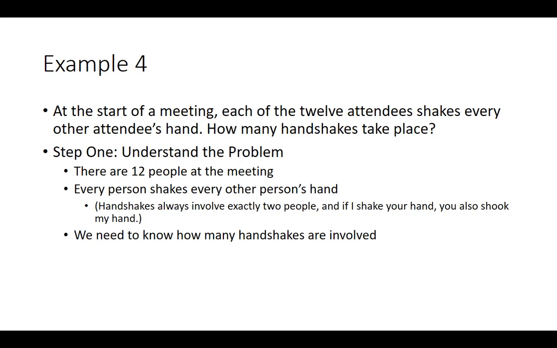Step 1, understand the problem. There are 12 people in the meeting. Every person shakes every other person's hand. Handshakes always involve exactly 2 people, and if I shake your hand, you also shook my hand. We need to know how many handshakes are involved.